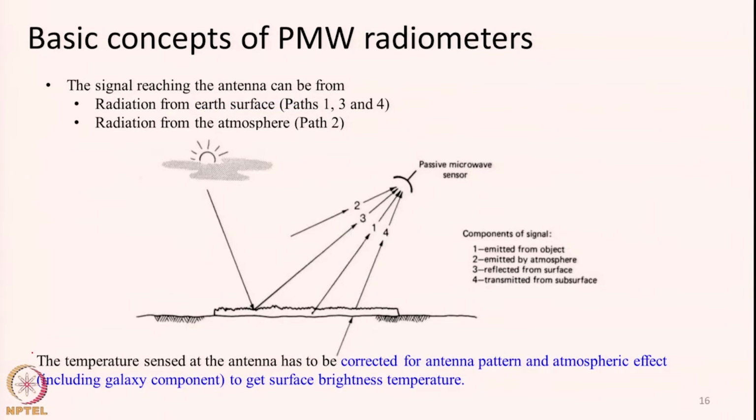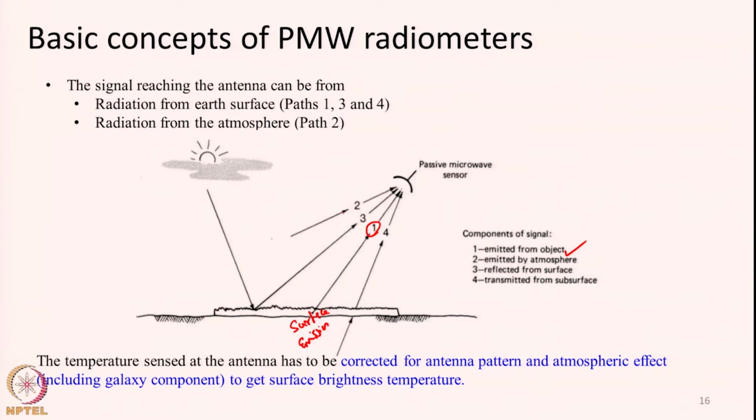Okay, next what we will see is the different components of the signal that is reaching the antenna. See, this is the antenna or a passive microwave sensor. The radiation going towards the antenna can come from any one of four paths. Path 1 is the direct one which we need, that is due to surface emission. The surface is at a given temperature T with a given emissivity epsilon. Due to those effects, the surface will emit some radiation, and it will reach the sensor, directly emitted by the object. So, this is of our primary interest.